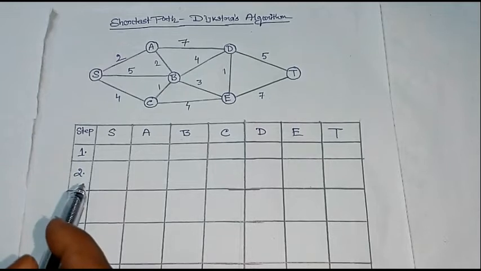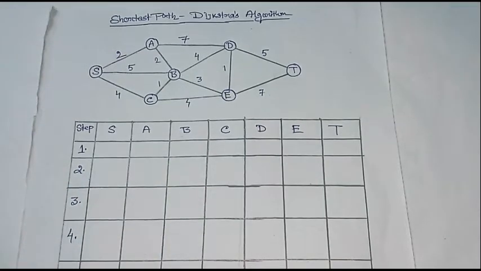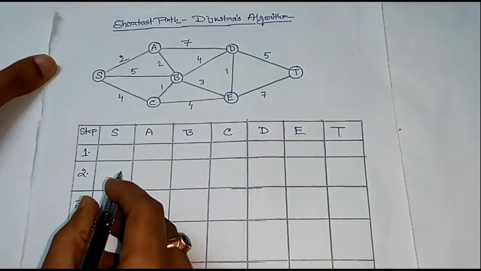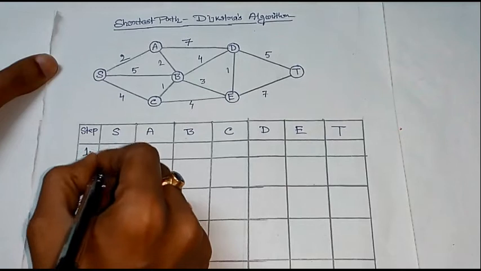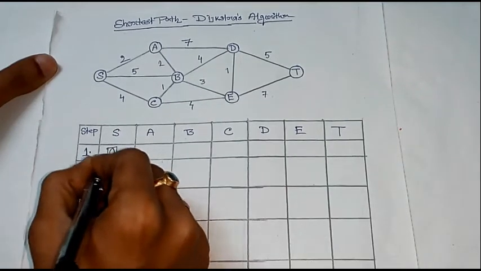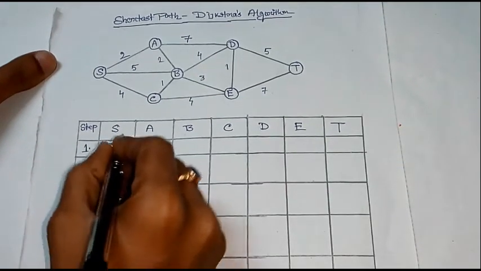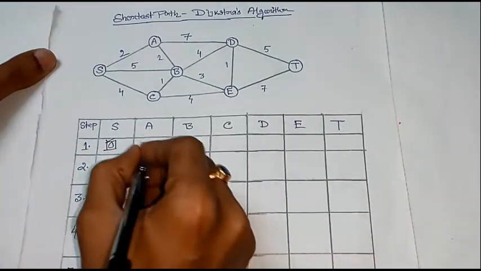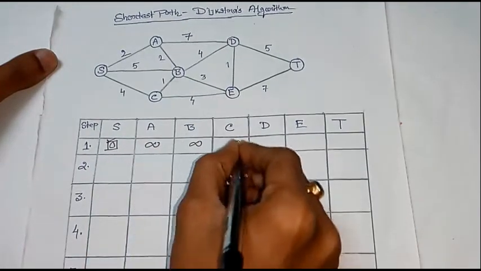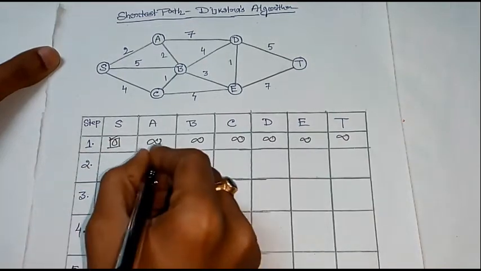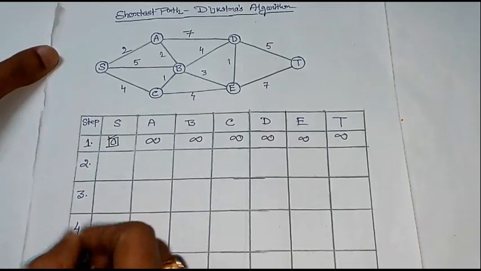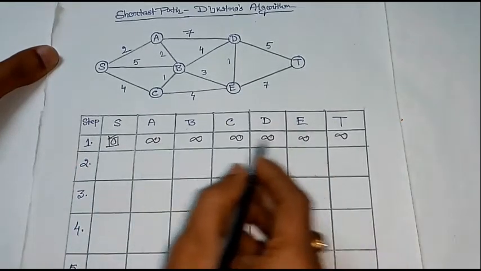The step-by-step algorithm will be shown in this table. In the first step, we shall label the starting vertex S by 0 and it should be the permanent level of this vertex. So we put a tick here and we shall label all the remaining vertices by infinity. So this is the permanent level and these are the temporary levels. So this level will not be changed in the remaining steps, but these levels can be changed.